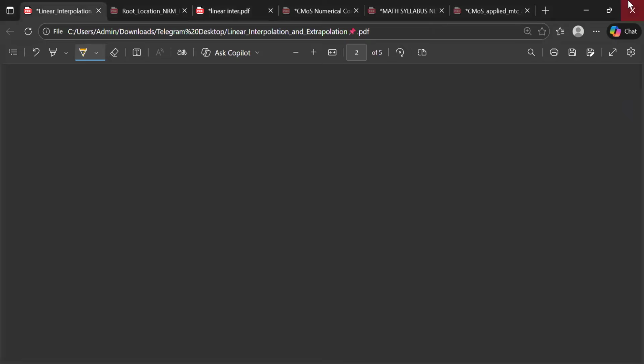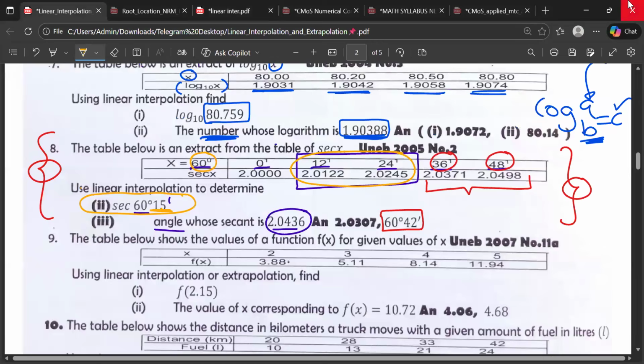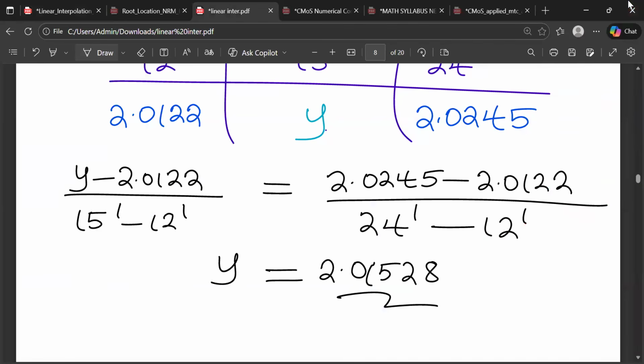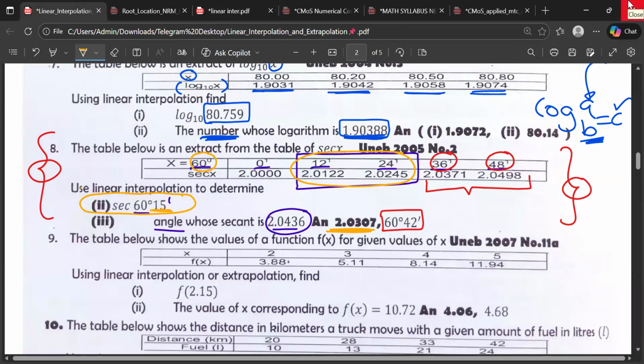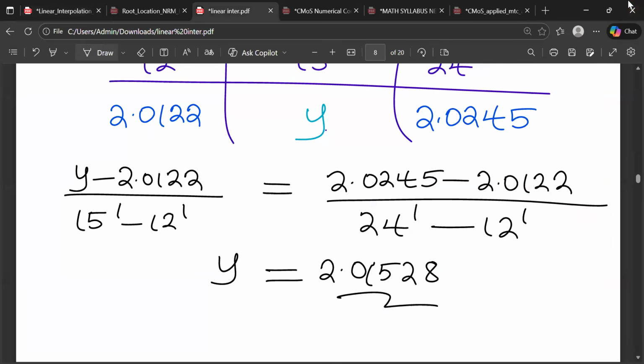But look at the answer they have here. Are you seeing the answer they are having here? It is 2.0307. You understand? That means our answer is not correct. Someone may be like, where are we? I don't know why the answer is like that. That answer is also not correct.